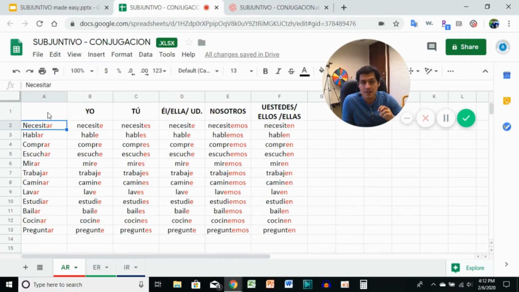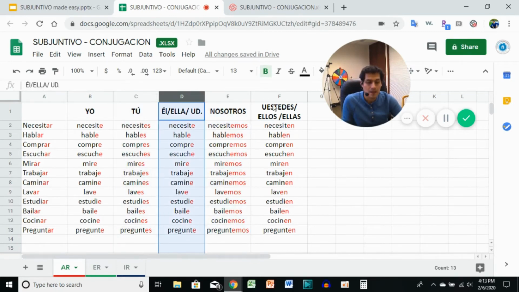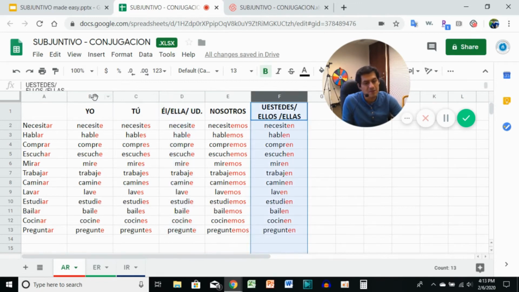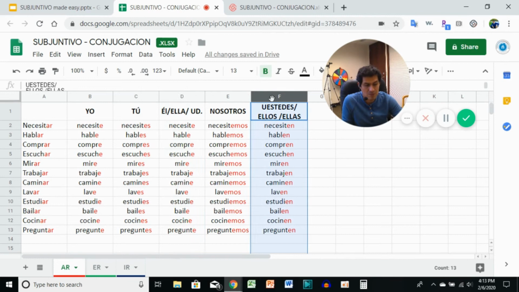So now let's take a look at the conjugations in subjunctive of the verbs ending in ar. For necesitar, we will do this. Yo necesite, tú necesites, él, ella necesite, nosotros necesitemos, ustedes necesiten, ellos, ellas necesiten. One quick thing here, don't pay much attention to the nosotros form because it's not very common. Pay more attention to tú, él, ella, and ustedes, ellos, ellas. Even yo is kind of weird, but might be necessary, okay?